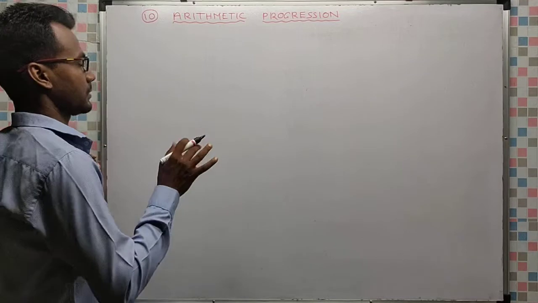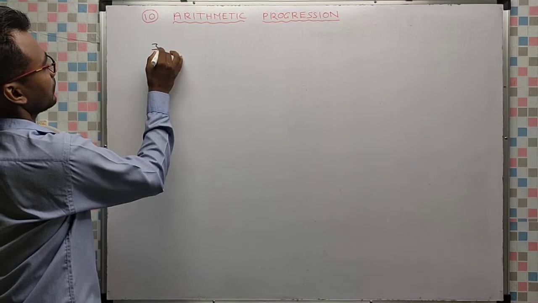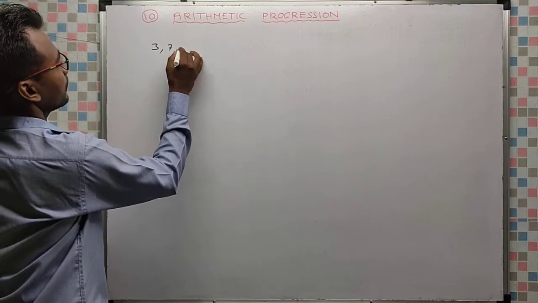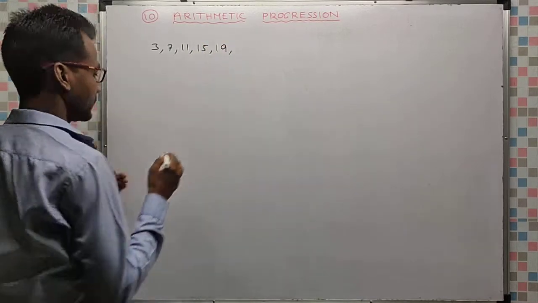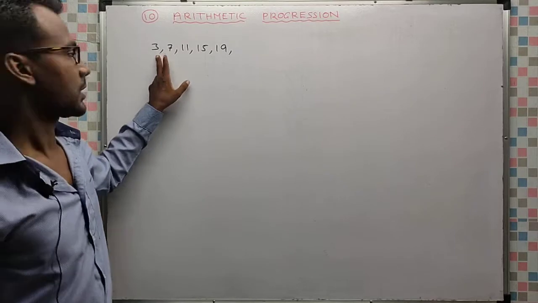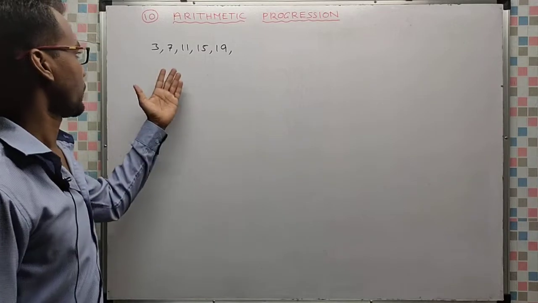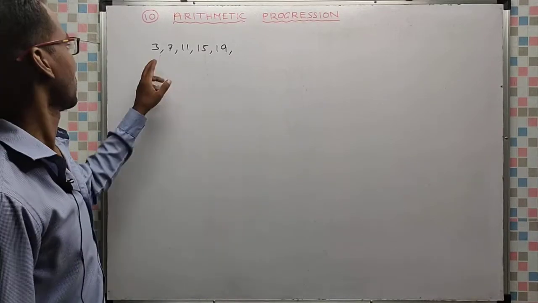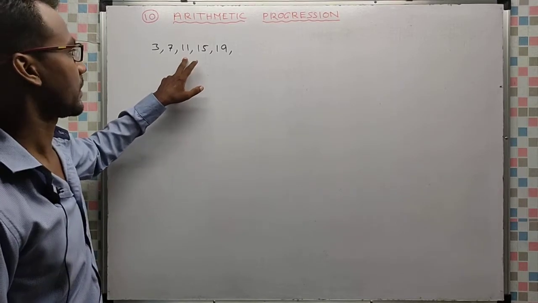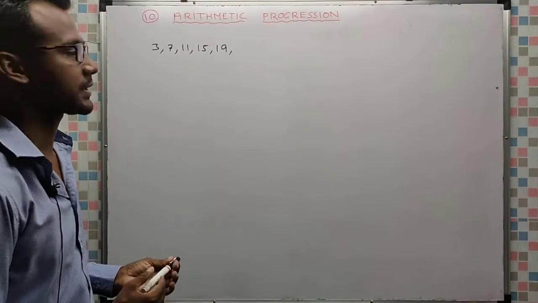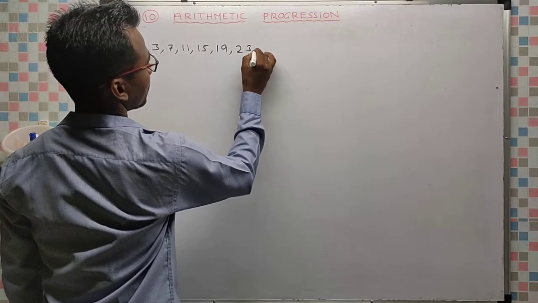I am writing some numbers. 3, 7, 11, 15, 19. After this, which number will come? If you see this arrangement of numbers, I am increasing by 4. Okay, 3 plus 4, 7, 7 plus 4, 11, 11 plus 4, 15, 15 plus 4, 19. That means we are increasing by 4 constantly. So after this, definitely we will get 23.